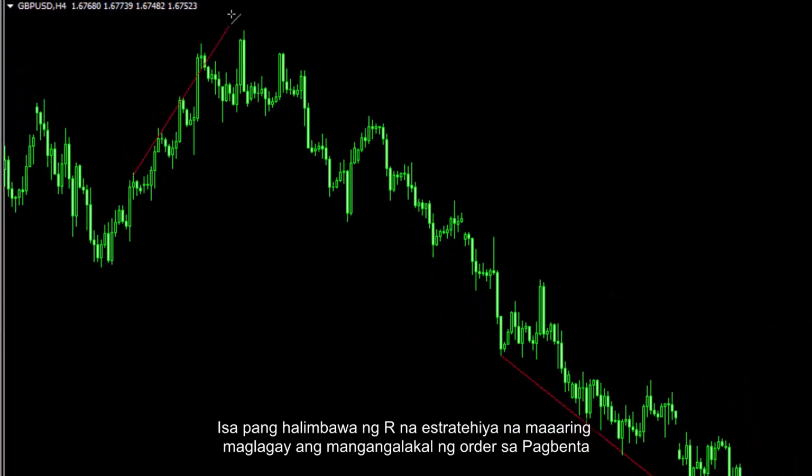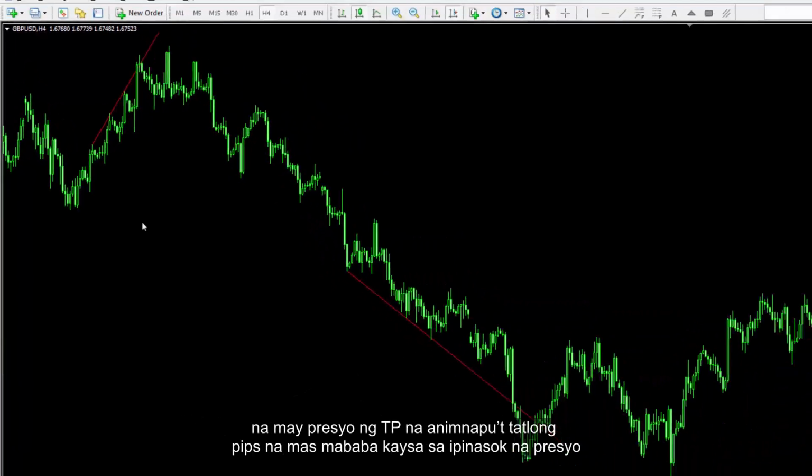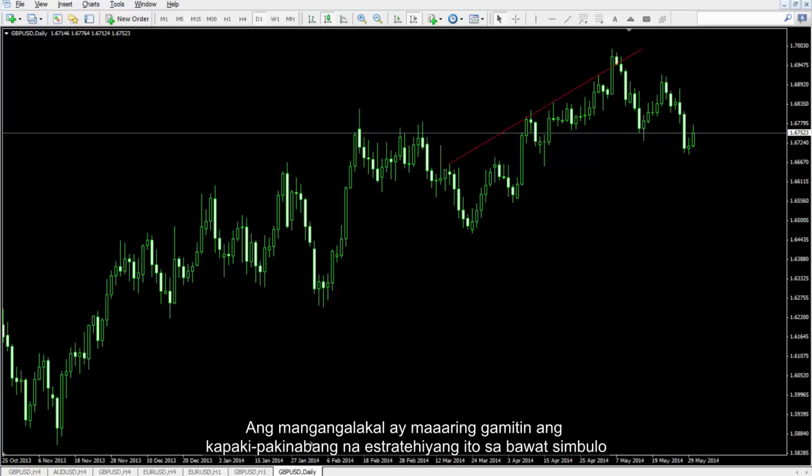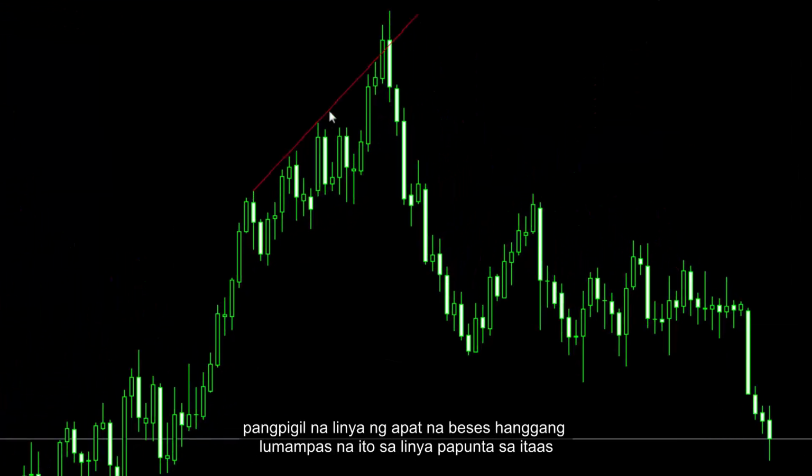Another example of the R strategy that a trader could place a sell order with TP price 63 pips lower than an entry price. A trader can utilize this strategy on every symbol. For example, an uptrend on a daily chart. The price has hit the resistance line 4 times until it crossed this line towards the top.